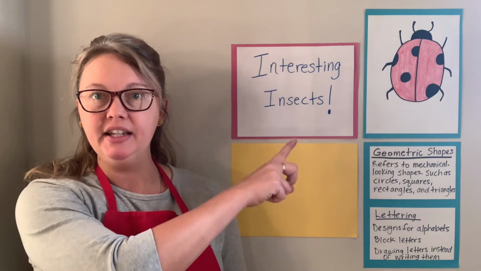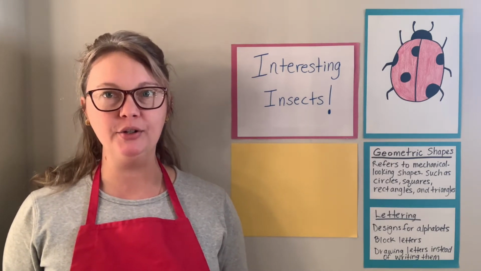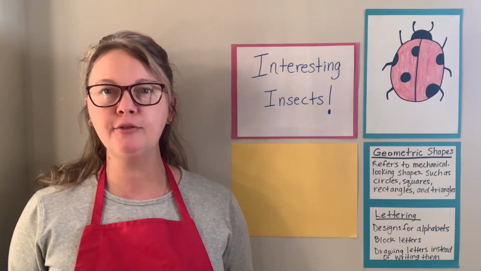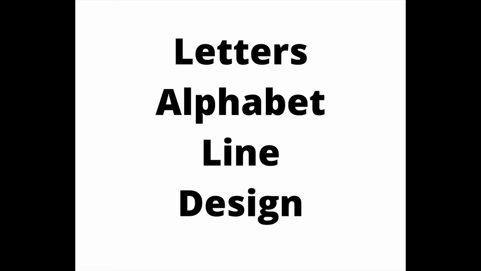For instance, here we have a ladybug. We also have learned that a ladybug is a beetle, and a ladybug can transform its shape. It can spread its wings and become a new shape and take off and fly to a new place. Our vocabulary words today are letters, alphabet, line, and design.